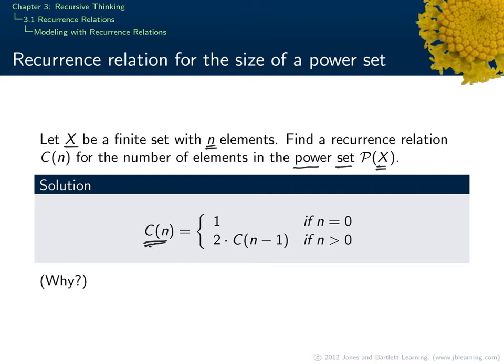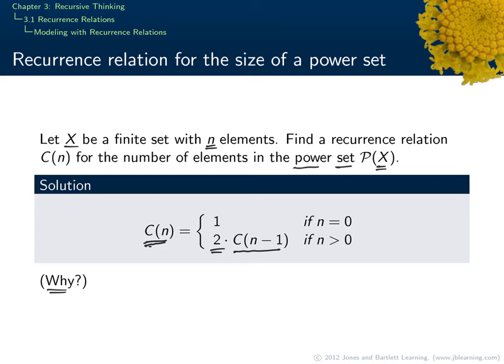So according to this formula, right, if n has 0 elements, that is, if X just consists of the empty set, then the number of subsets of X is 1, namely just the empty set. And then if n is bigger than 0, we take the number of subsets in a set of size n minus 1, that's this, and multiply by 2 to get the number of subsets in a set of size n. So let's try to see why this might be true.